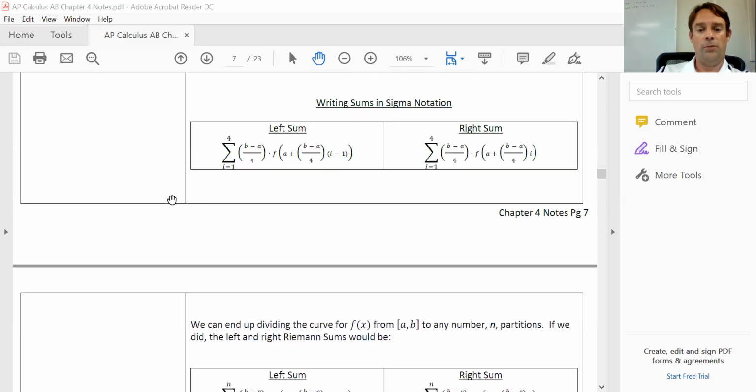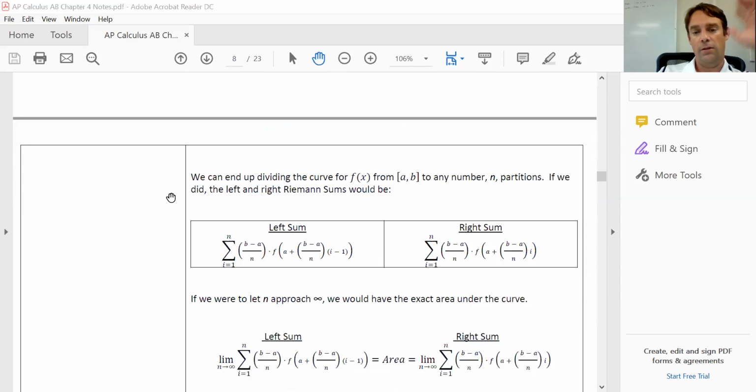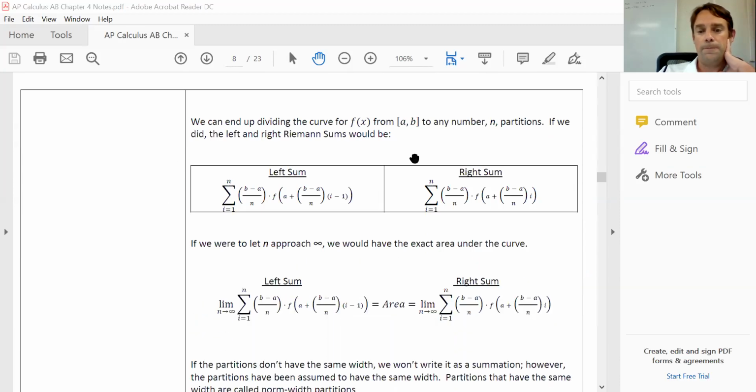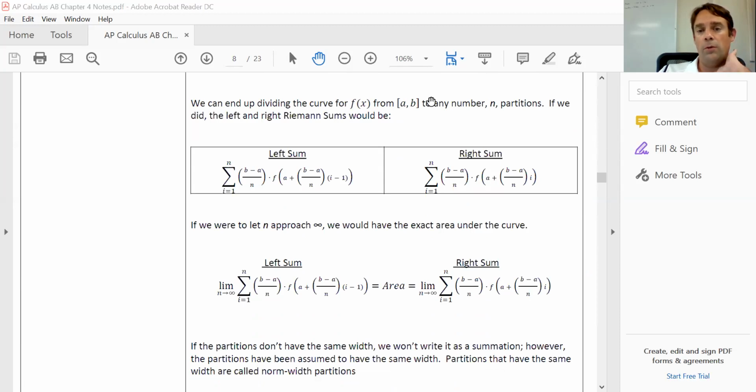And so it ends up turning into something that looks like this, where n is the number of partitions, or partition is just another fancy name for rectangle. And we say, okay, we can just keep increasing this n value to create more and more and more rectangles. And eventually you say, okay, well, what if we allowed n to become infinity?